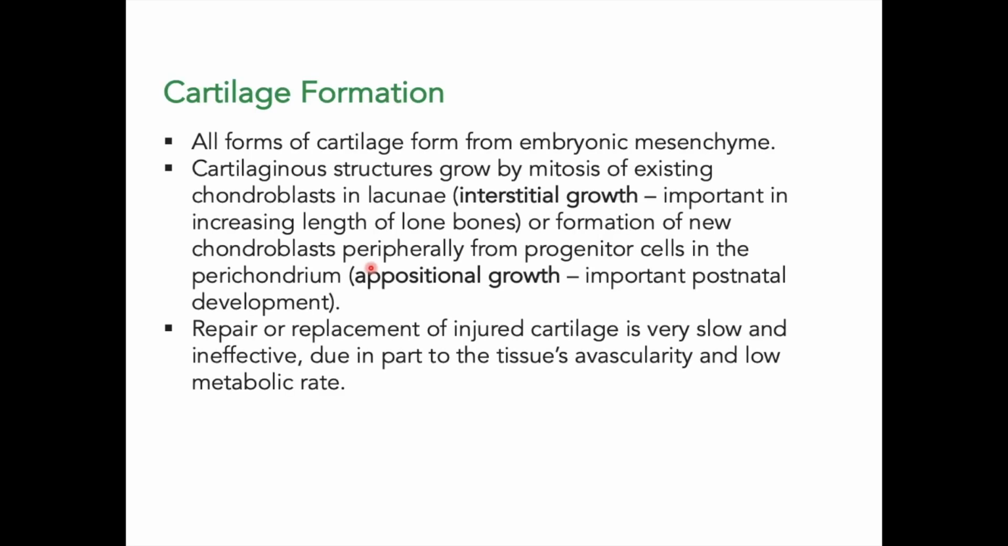So, paano nagpo-form yung cartilage or the chondrogenesis? Remember that all forms of cartilage form from embryonic mesenchyme. So, gaya ng mga ibang mga cells, mga fibroblasts, adipose natin, galing sila sa mesenchymal tissue or mesenchymal cells. Cartilaginous structures grow by mitosis of existing chondroblasts in lacunae. So there are two types, no? We have the interstitial growth and the appositional growth.